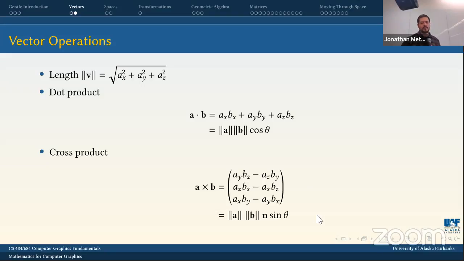But if you were to take the cross product, you get the magnitude of a times the magnitude of b times n times sine of theta. Now, n is the vector. Can you guess what direction it's going to point in? It's going to point perpendicular to a and b. Okay, so if you could just imagine the two vectors on a plane, then n is going to point perpendicular to a and b. And that's the angle of rotation.